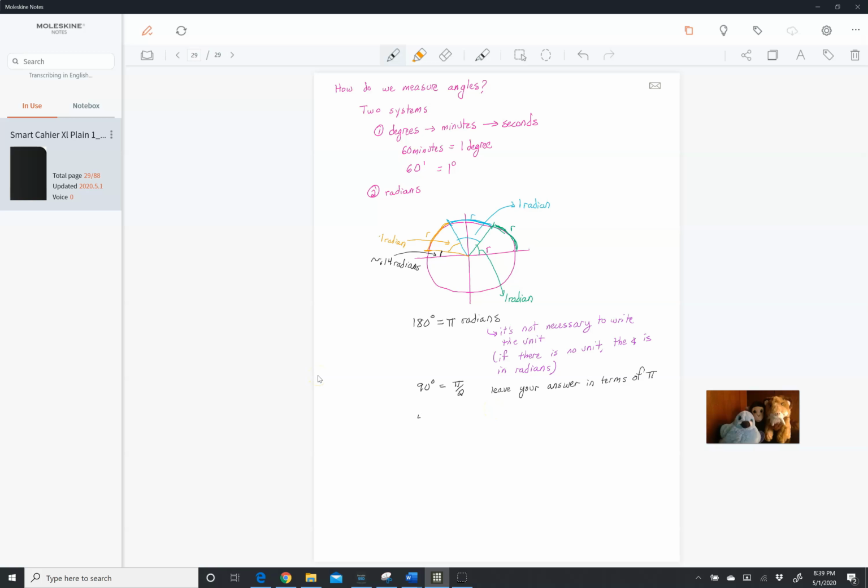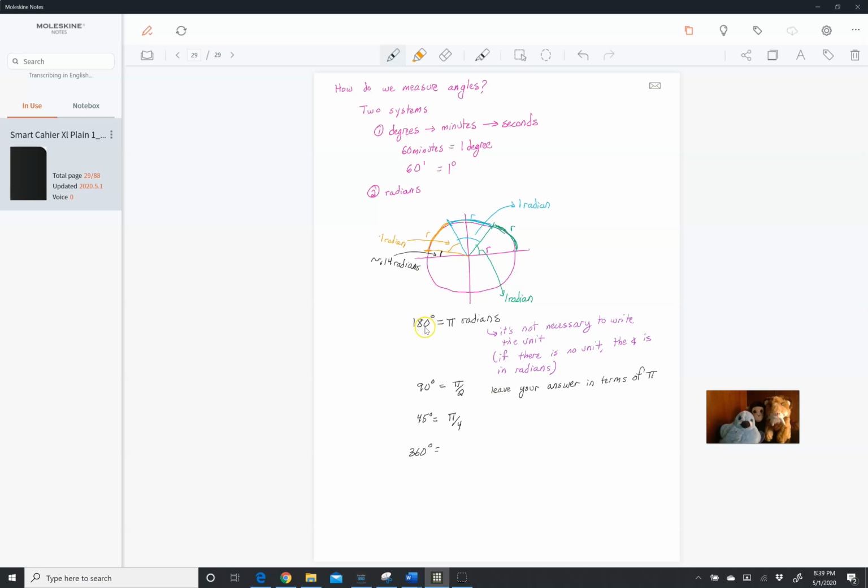45 degrees. Well, 45 is half of 90, so if we take pi over 2 and we divide that by 2, then it would be pi over 4. Another way to look at it is 45 degrees is 1/4 of 180 degrees. So this is equal to pi over 4.